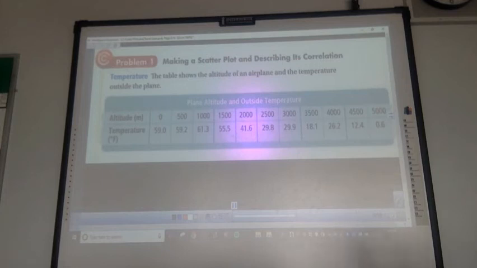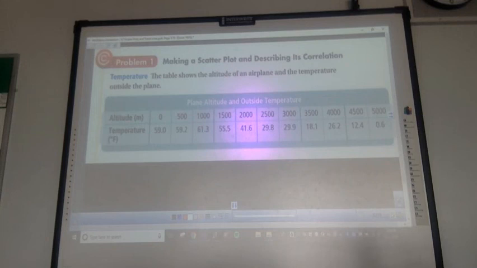Okay. So temperature starts with 0 is 59. 500 is 59.2. 1,000 is 61.3. 1,500 is 55.5. 2,000 is 41.6. 2,500 is 29.8. 3,000 is 29.9. 3,500 is 18.1. 4,000 is 26.2. 4,500 is 12.4. 5,000 is 0.6.